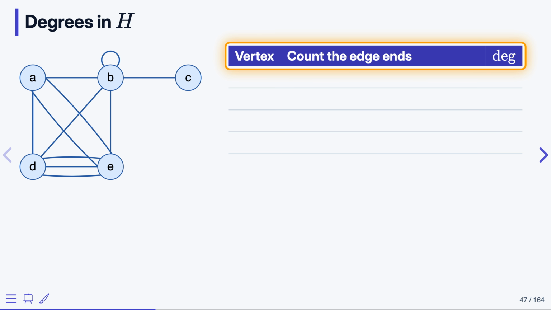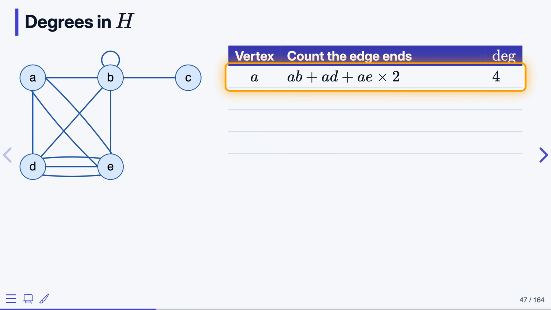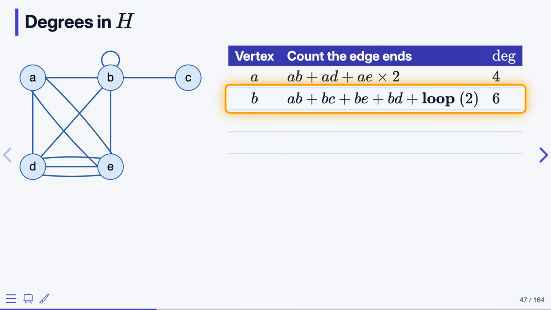Now the degrees. For each vertex we count edge ends, not lines. So a loop counts twice, and a repeated line counts once for each copy. Vertex A: 1 edge to B, 1 to D, and 2 to E. 1 plus 1 plus 2 is 4. Vertex B: 1 edge to A, 1 to C, 1 to E, 1 to D, and then the loop, which counts as 2. 1 plus 1 plus 1 plus 1 plus 2 is 6.